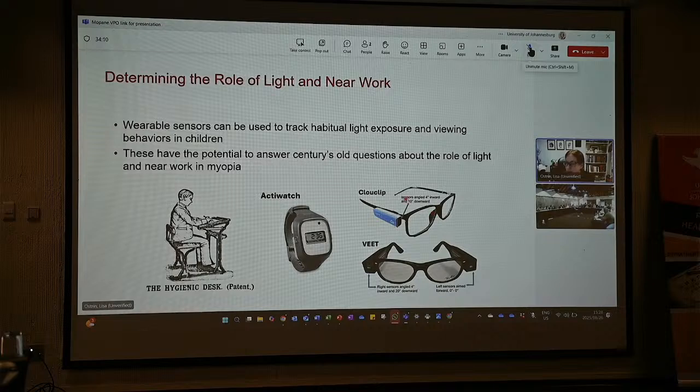We're using rangefinders mounted to spectacles that allow us to track near work behaviors in children, not just how much near work they're doing, but how close it is, are they taking viewing breaks, and those types of metrics. And hopefully look a little bit closer to answering these questions about the role of light and the interaction with near work and myopia etiology.